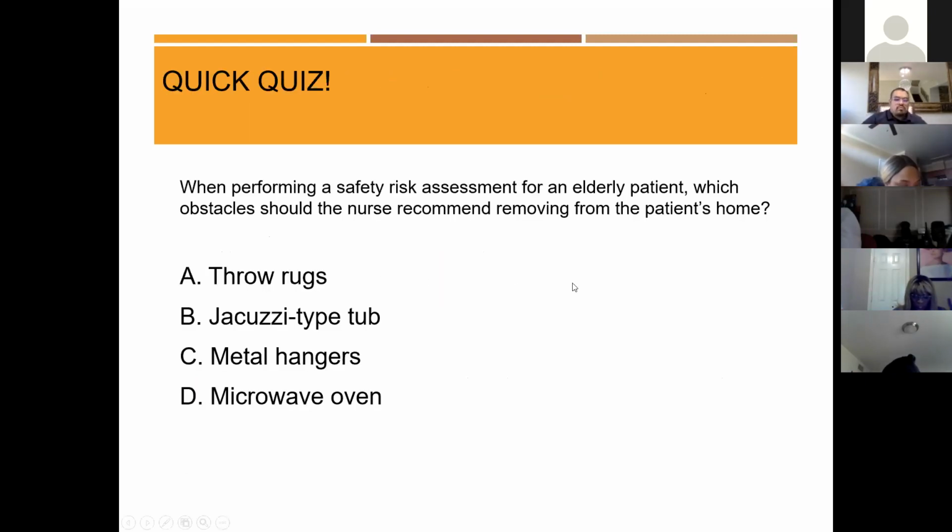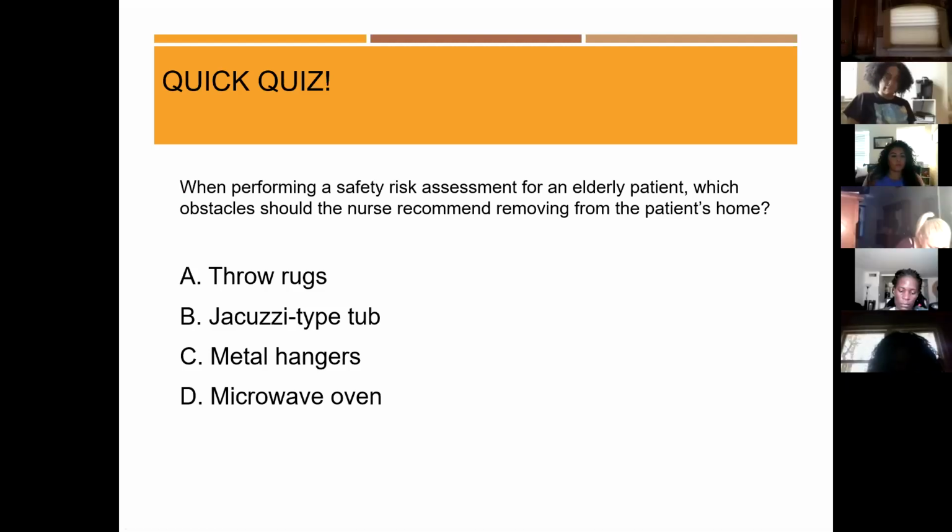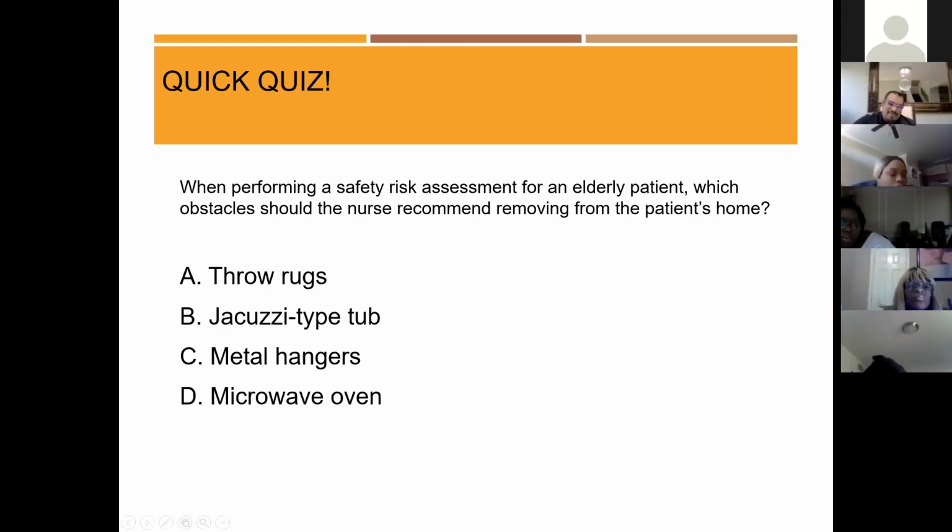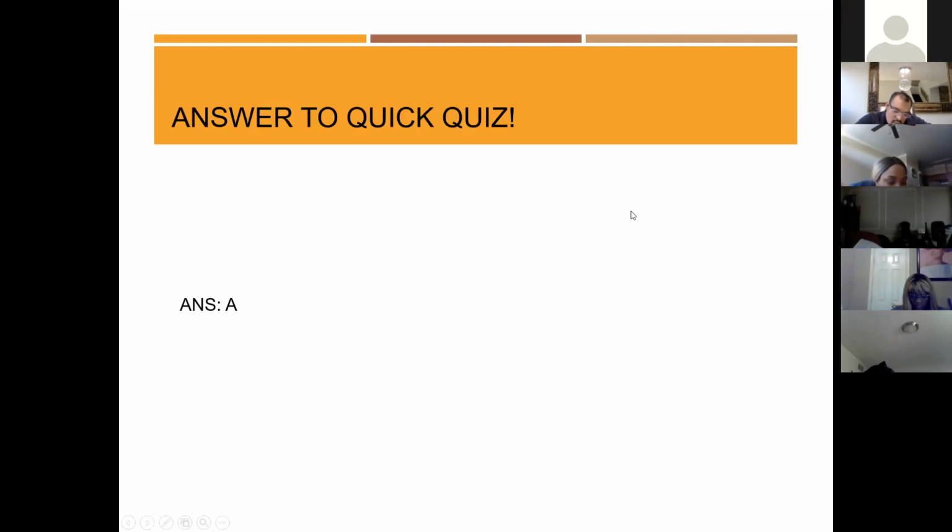Questions? When performing a safety risk assessment for an elderly patient, which obstacles should the nurse recommend removing from the patient's home? A. Everybody says A. I thought for sure somebody would at least say a metal hanger. I'm kidding. All right, so A is the correct answer. If your patient has an assistive device, not an elderly patient, but any patient, make sure they take those rugs up because that's something that they can trip over while they're trying to get around their homes. Okay.